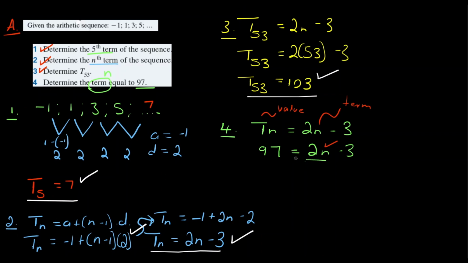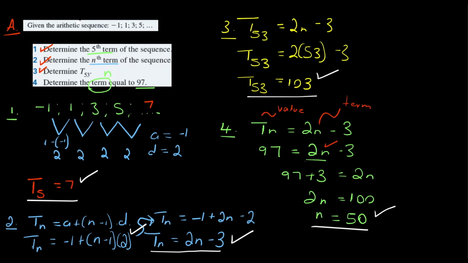We can take the 3 to the other side of the equation. We'll have 97 plus 3 equals 2n, and 97 plus 3 is 100. Divide both sides by 2, then n is equal to 50. What this simply means is that if you substitute n in the general term, you get the value of 97. So then we would have answered our question.